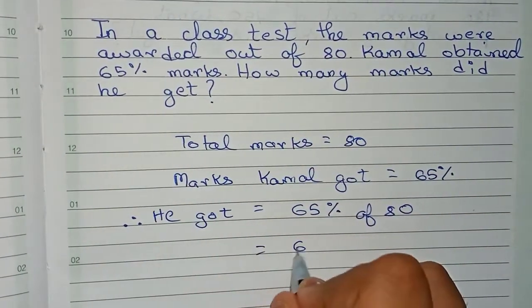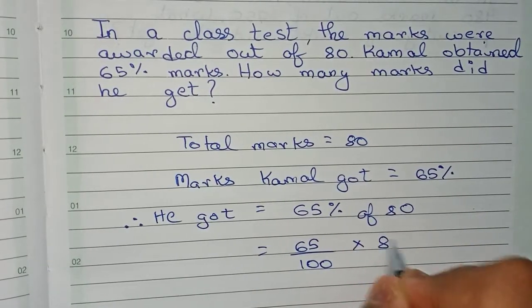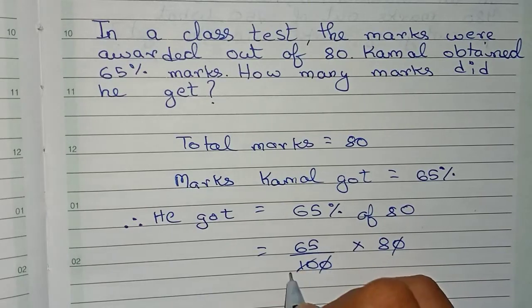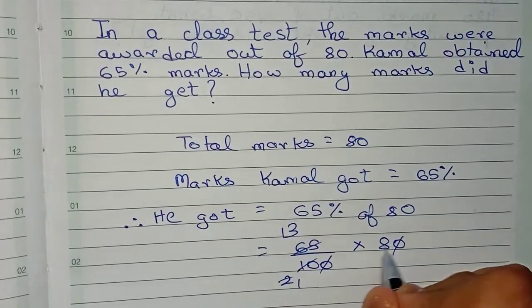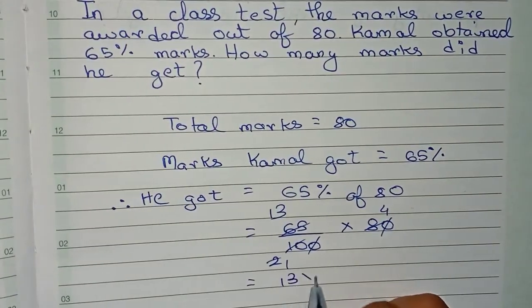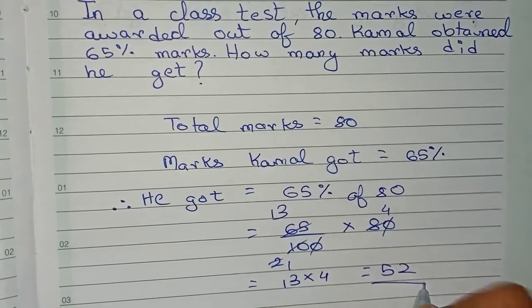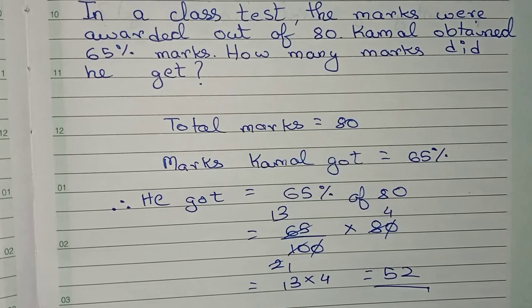So 65% we write as 65 by 100. Of means multiply, 80. So first cut the zeros. Now I got 65 and 10, by 5 it becomes 13 by 2. Now I got 2 and 8, it becomes 4. So it becomes 13 into 4, which is equal to 52. So therefore Kamal obtained 52 marks. This will be our final answer for this question.